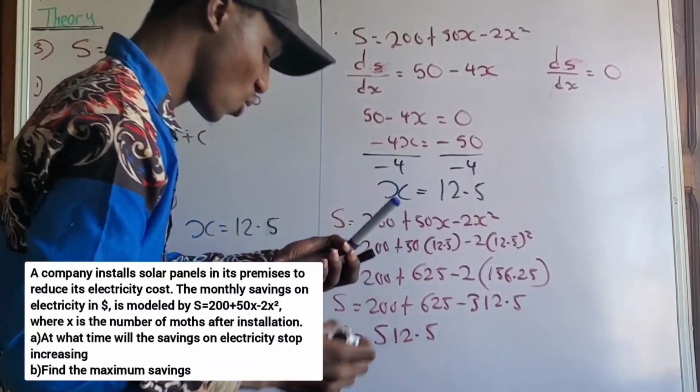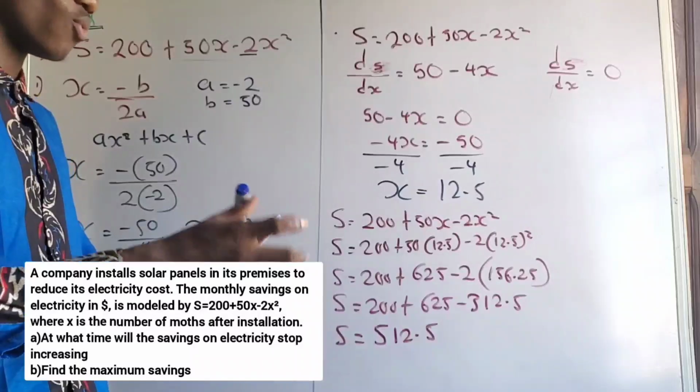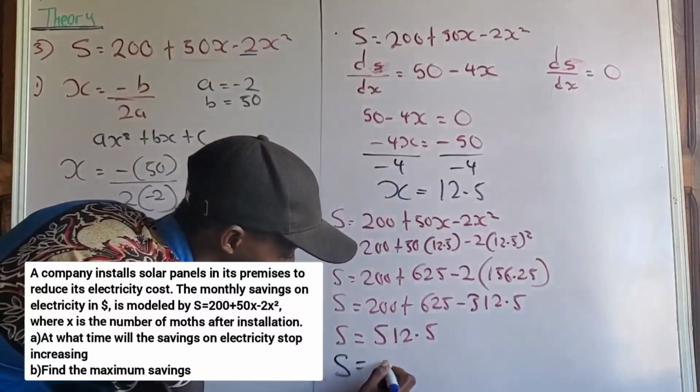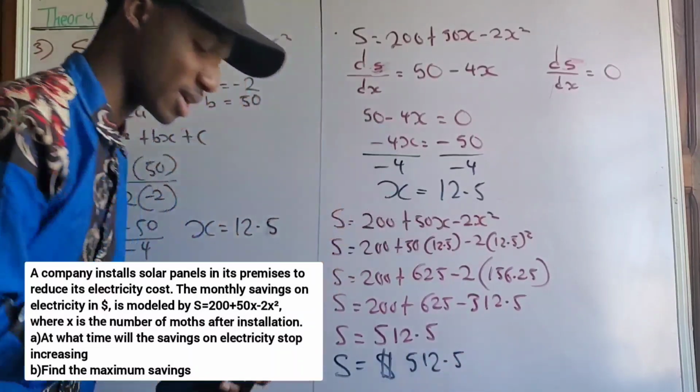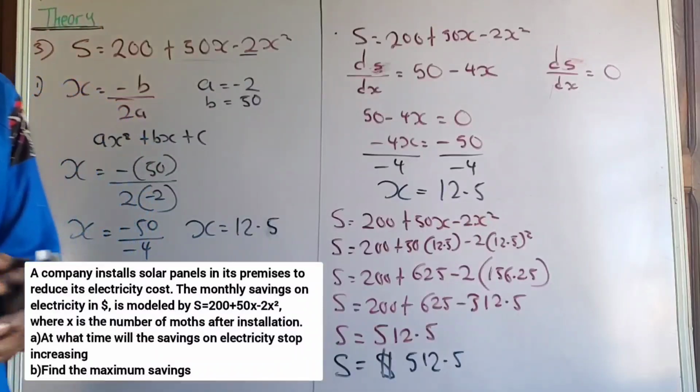Okay, so the savings will stop increasing when s equals $512.5. You know that s is in dollars, right? So the savings will stop increasing when s equals $512.5.